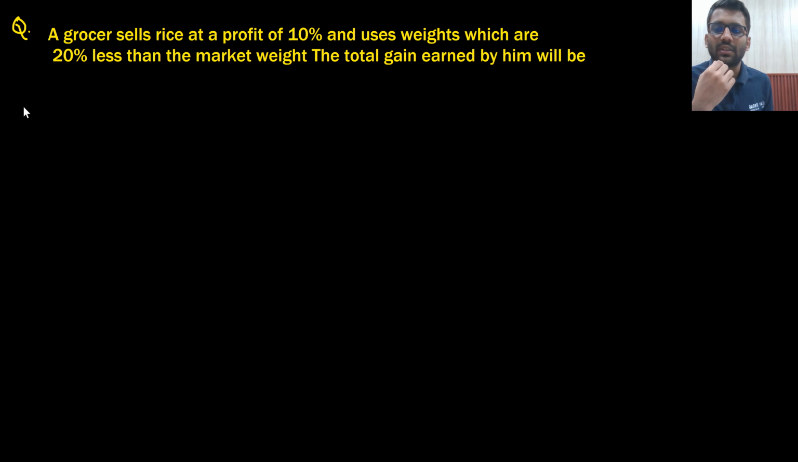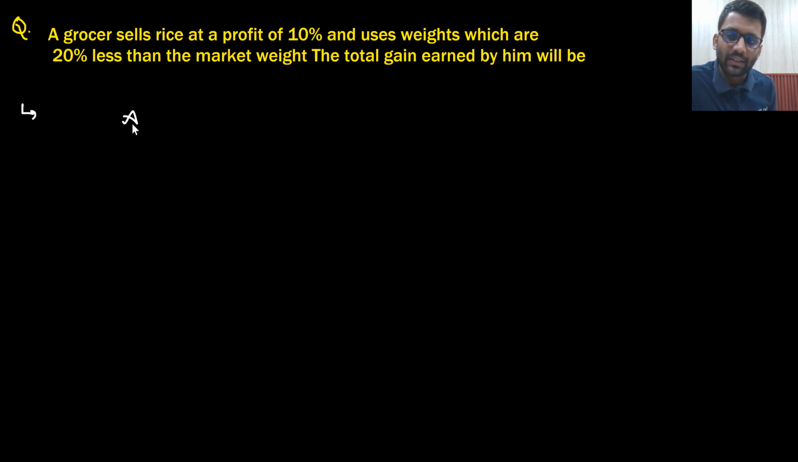A grocer sells rice at a profit of 10% and uses weights which are 20% less than the market weight. Then the total gain earned by him will be. Look, this question is coming now. Okay, so what do you mean by that? A grocer sells rice at a profit of 10%.